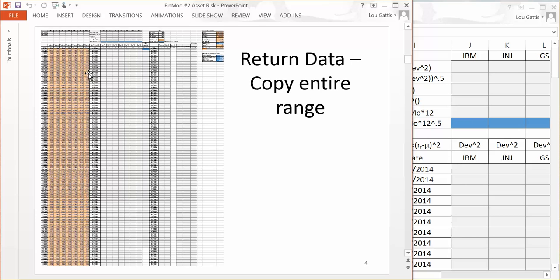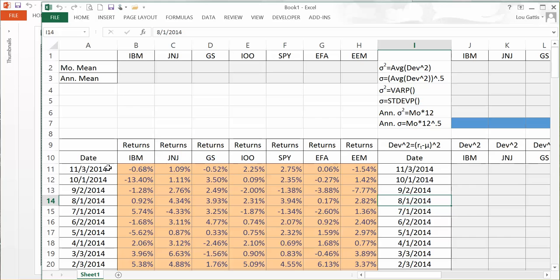So if we grab this data and put it in Excel, what you see are adjusted closing prices for IBM, J&J, Goldman Sachs common stocks, IOO, which is a global S&P 100 fund, SPY, which is an S&P 500 index fund, EFA, which is a developed nations fund, an EAFE index fund, and EEM, which is an emerging market equity fund.